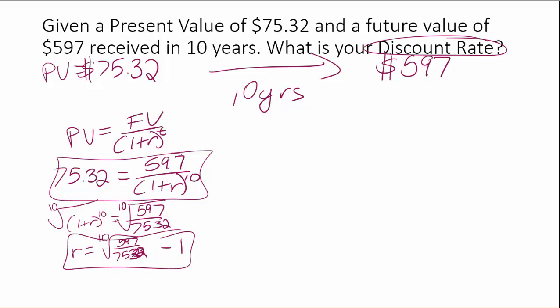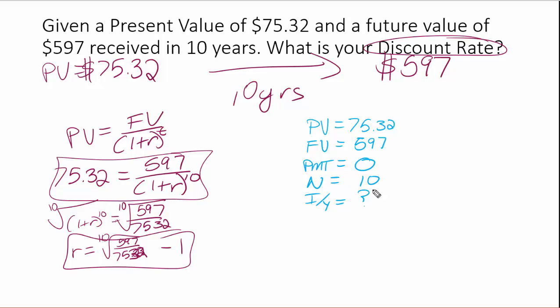Now, of course, there is a little bit of a different way that we can do this. We can just plug this into the financial calculator. Essentially, we're saying that our present value is 75.32, future value is 597. Okay, and then we have a payment. Do we have a payment here? No, there is a 0 payment. Our number of years is n, and then we are solving for I/Y, right? We hit that compute button. Okay, and that's basically the way that we solve this problem.